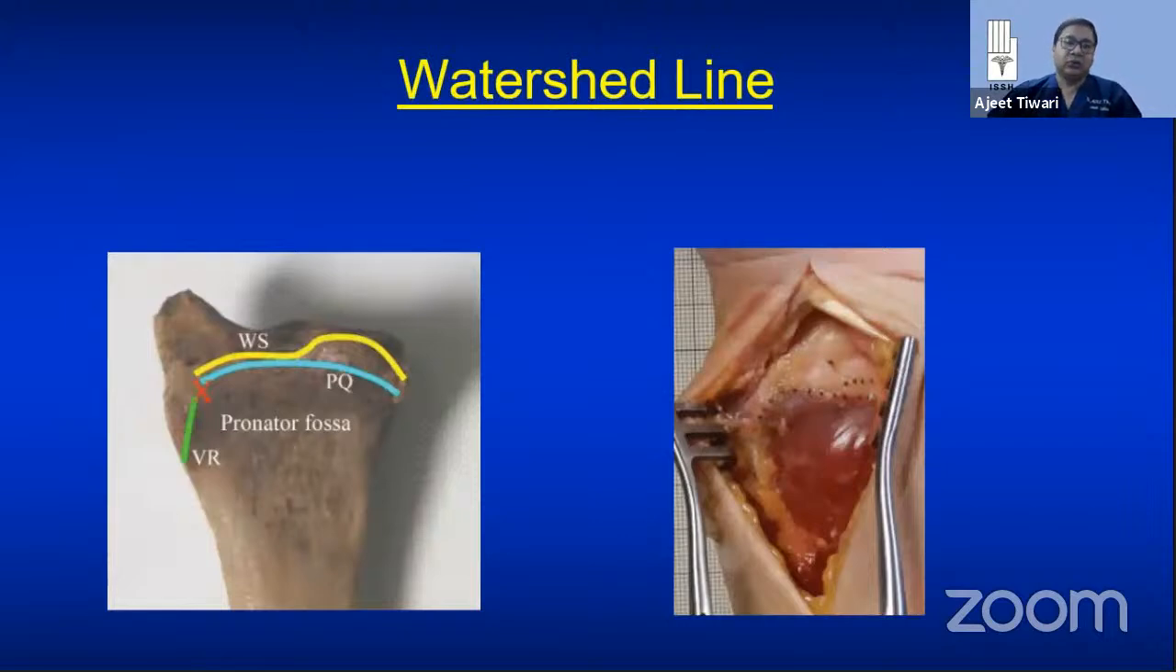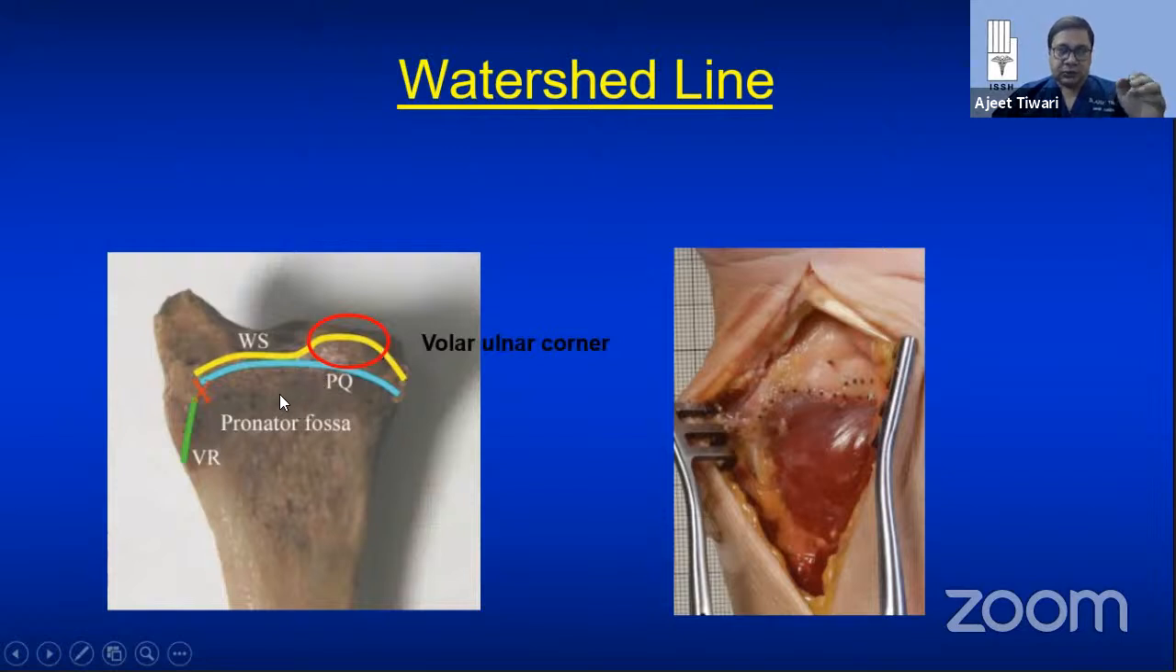What is the watershed line? The watershed line is basically the volar rim of the distal end of the radius. The pronator quadratus inserts over the distal end of the radius, and beyond that is the watershed line. The important thing is that the volar lunate fragment, or the volar ulnar corner of the distal radius, is present over the watershed line.